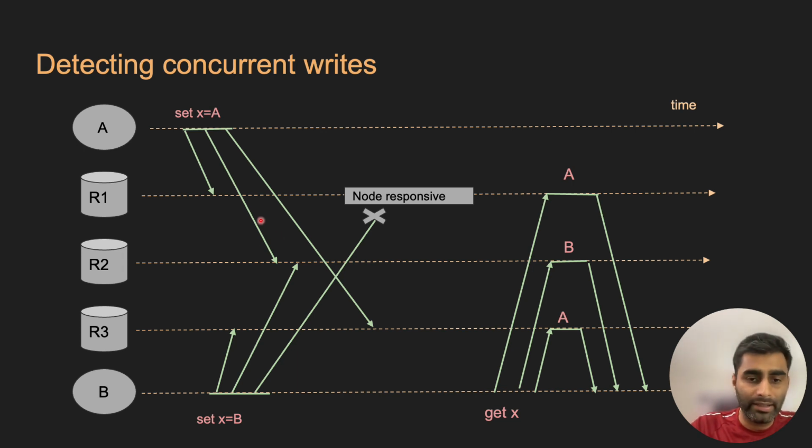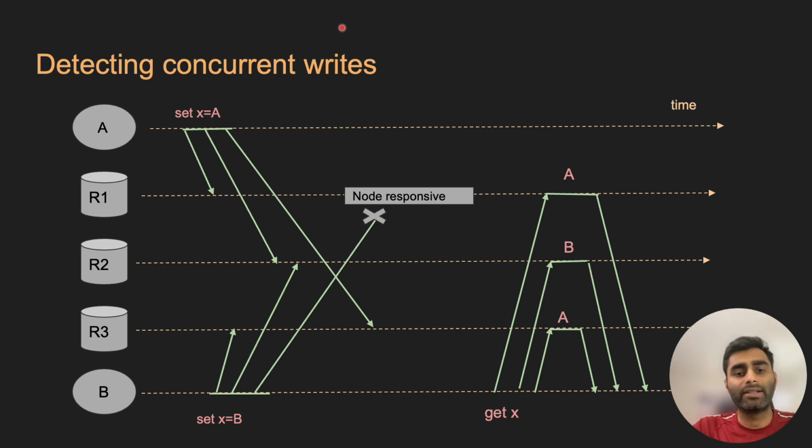Now node 1 receives the write from A, but it never receives the write from B due to maybe a transient outage. So in this case, if client B is trying to send this request, this node is not responsive here. Node 2 first receives the write from A and then it receives the write from B. Now node 3 first receives the write from B and then it receives the write from A. So this write from B is earlier and then this write from A is received.